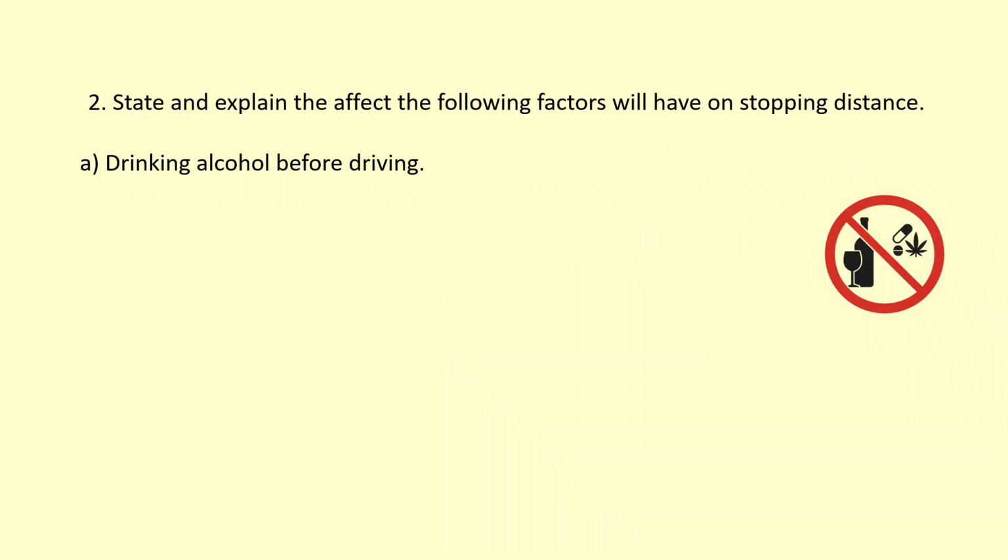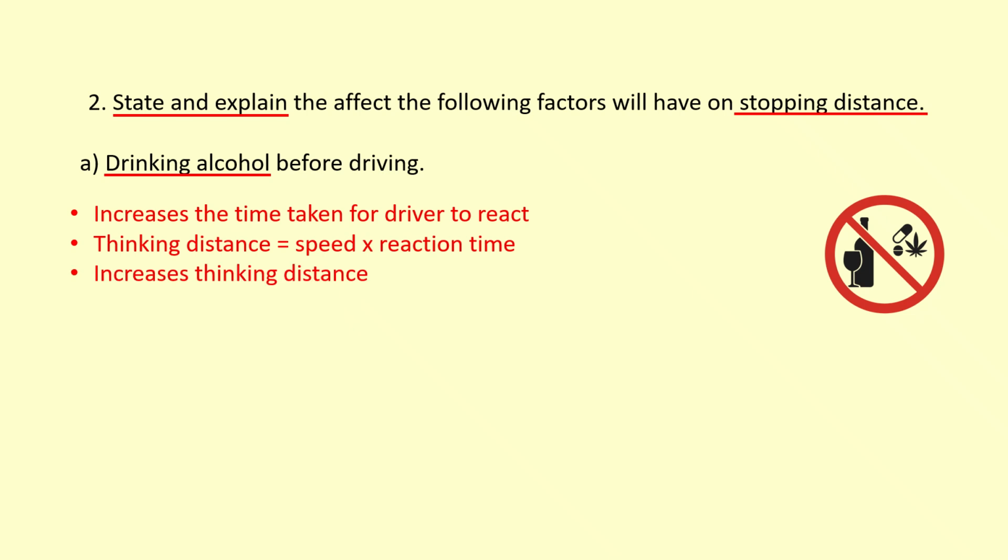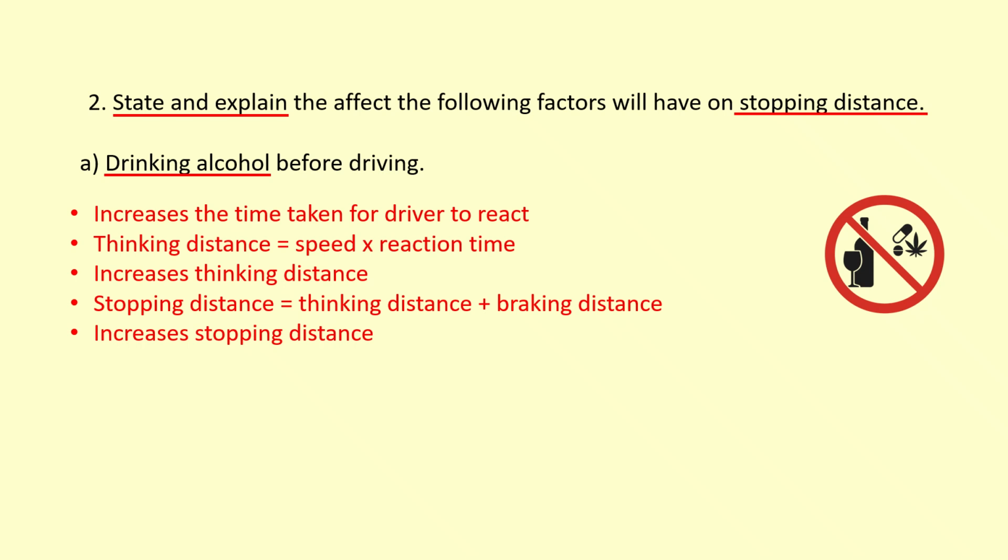Okay, example two, state and explain the effect of the following factors on the stopping distance. Drinking alcohol. Okay, so firstly, if you're drinking alcohol, your reaction time is going to be longer. It's going to take you longer to react to any hazard. So then you need to recall this equation. Thinking distance is speed times reaction time. So if you've got a longer reaction time, your thinking distance also increases. However, the question is not just asking about thinking distance, it's asking about stopping distance. Stopping distance is thinking distance plus braking distance. We haven't changed the braking distance, but the thinking distance is longer because you're taking longer to react. So that means your stopping distance also increases because your thinking distance increased.